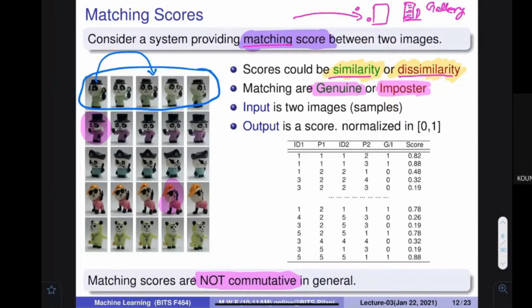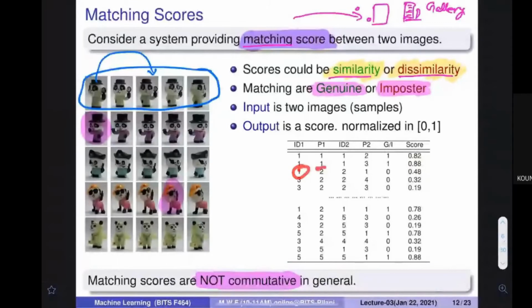Most of the time the input is two images that you give to the system, and the output is a score, and we normalize it between 0 and 1. So you can make a table of this kind, with the identity. The first person's first image is matched with the first person's second image, and it was a genuine matching. One means it was a genuine matching and the score was 0.82. The first person's first image is matched with the first person's third image, it was a genuine matching because it is the same person, and the score was 0.88.